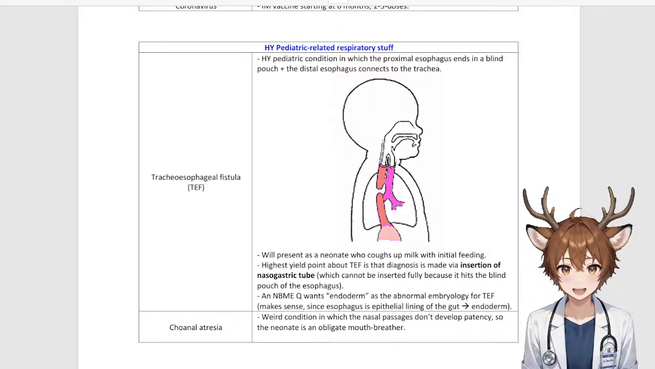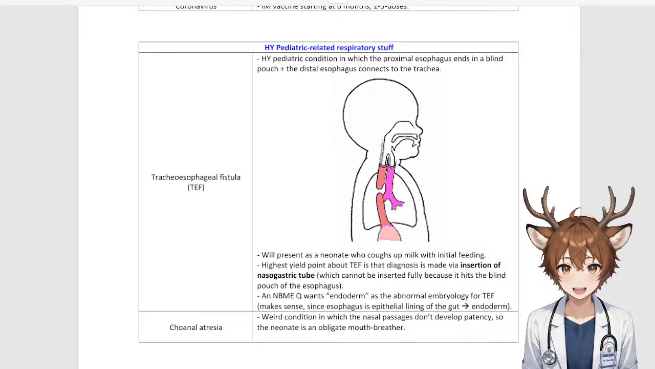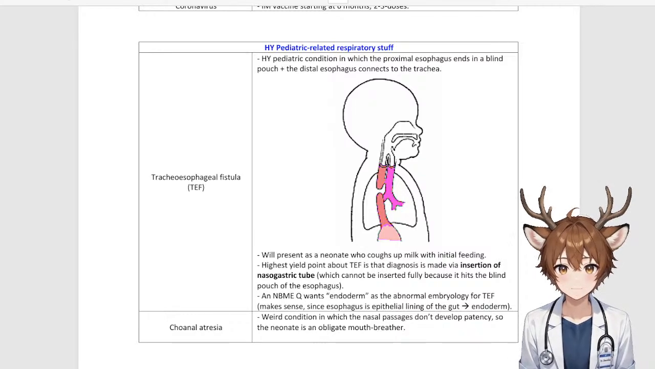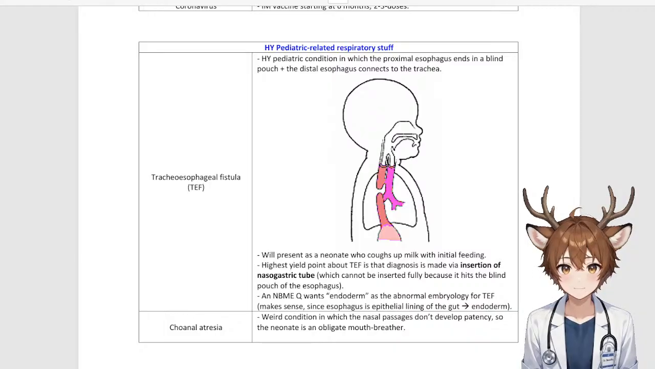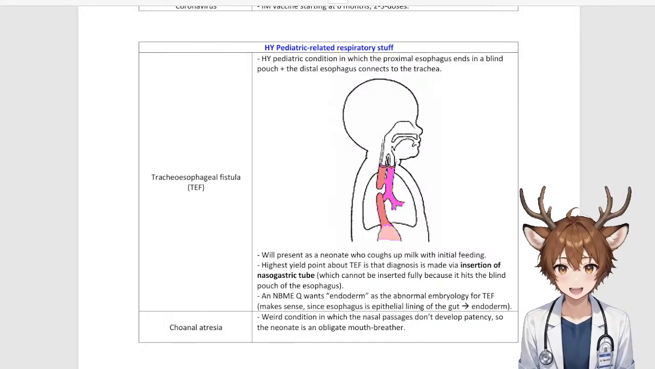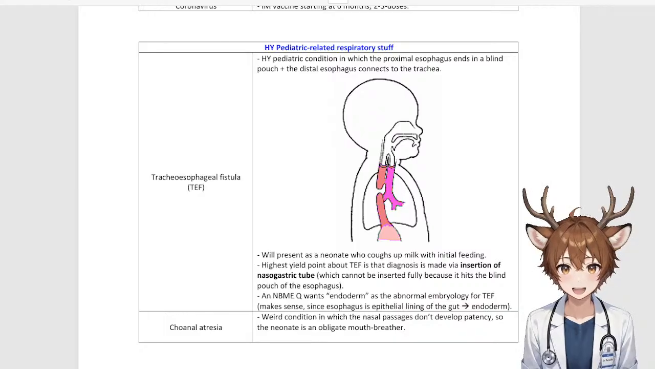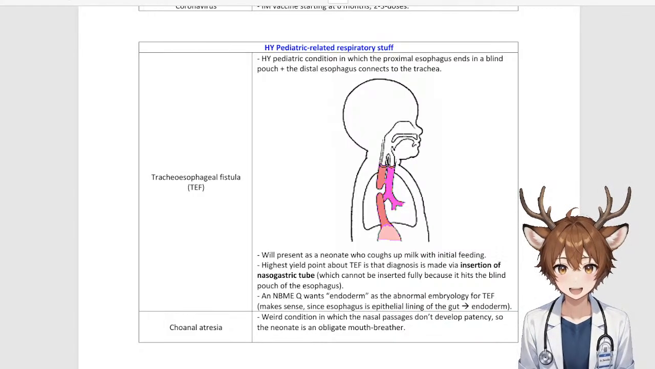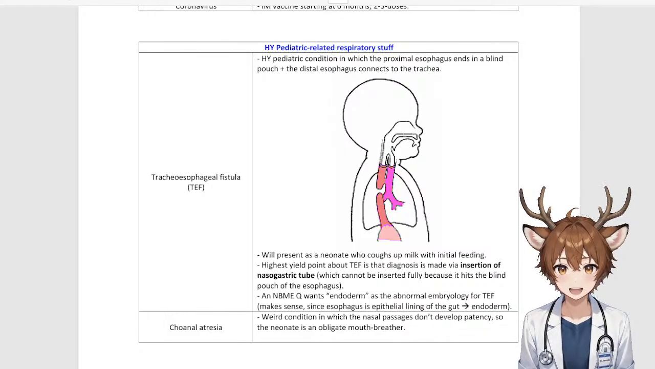High-yield pediatric-related respiratory stuff. Tracheoesophageal fistula. High-yield pediatric condition in which the proximal esophagus ends in a blind pouch, plus the distal esophagus connects to the trachea. Will present as a neonate who coughs up milk with initial feeding. Highest yield point about TEF is that diagnosis is made by insertion of a nasogastric tube, which cannot be inserted fully because it hits the blind pouch of the esophagus.